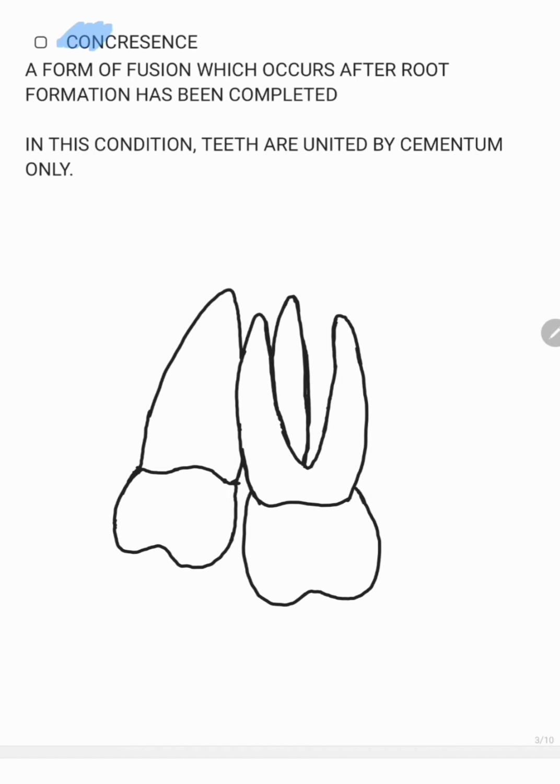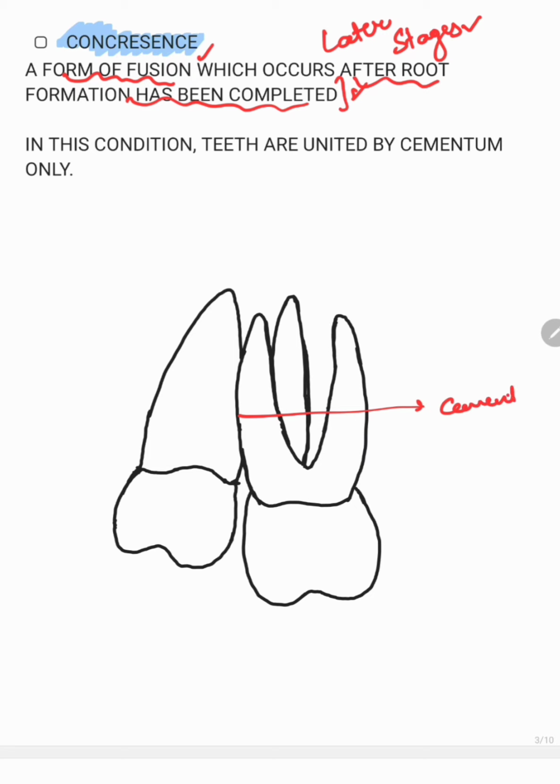Now the next topic is concrescence, right? In concrescence, it is a form of fusion only, which occurs in the later stages, or which occurs after root formation has been completed. In concrescence there is fusion of roots only via cementum. Cementum is the outer layer of the root, you know that. So C for concrescence and C for cementum, right? It is a form of fusion.